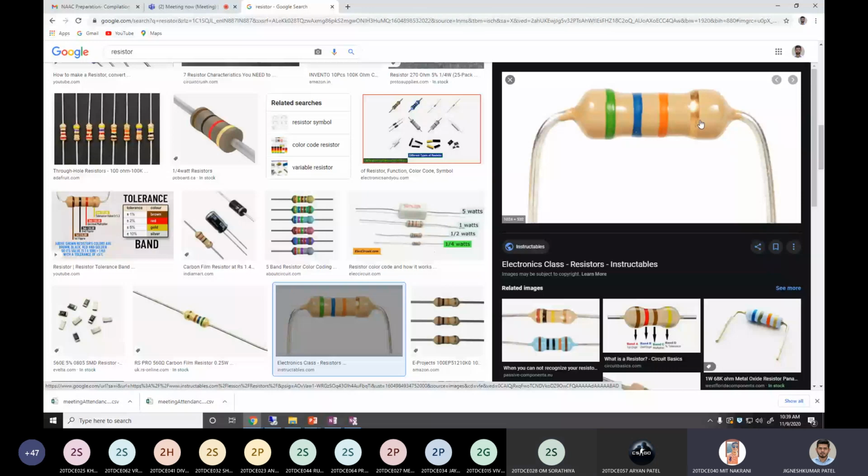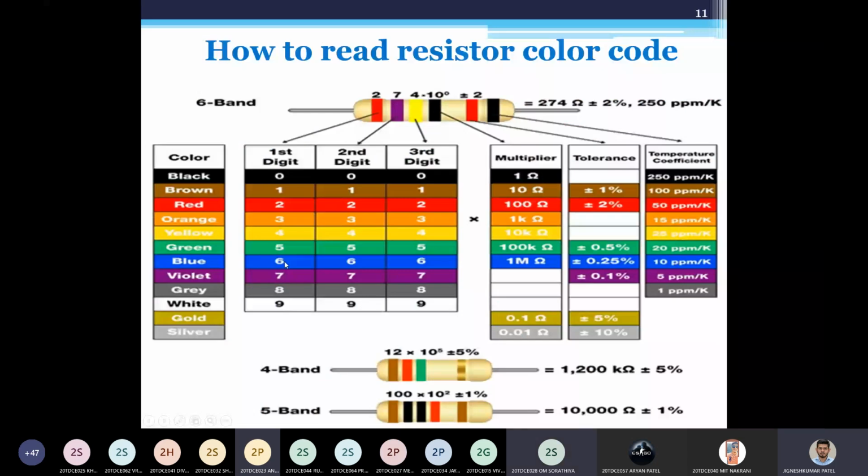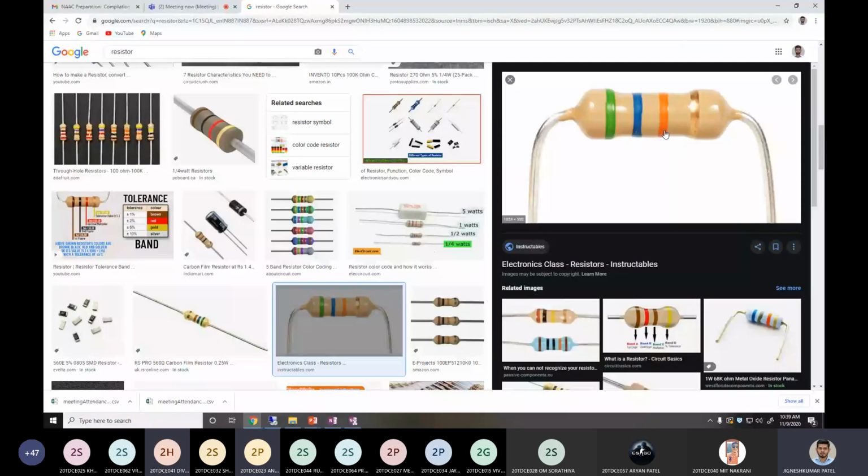And the other three. The first one is green. Let us see what is the value of green. It is 5, not 7. So the first digit is 5. The second one is blue, that would be a 6. And the third one is orange, being 10 to the power 3.